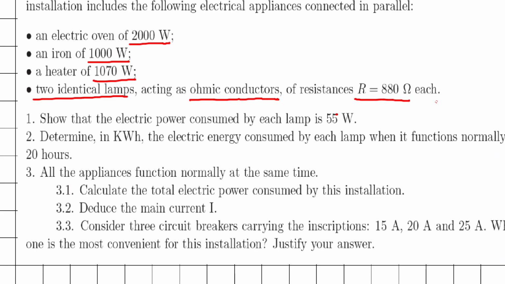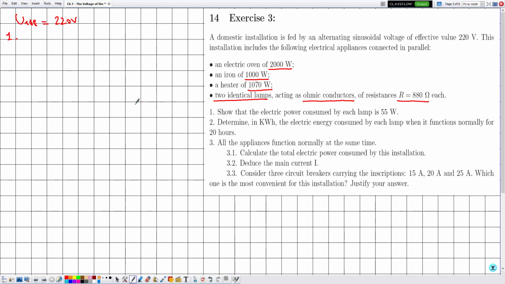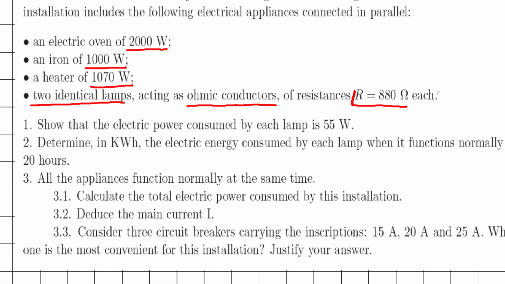And we are interested in determining the power of each lamp. So the power is usually given by the first form, P is equal to U multiplied by I. But notice that in this case, we don't have the value of the main current traversing the lamp, and we are interested in determining the power. However, we have the resistance.